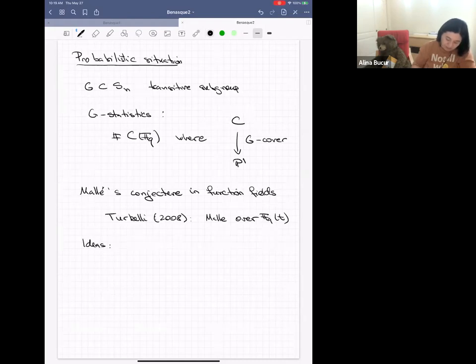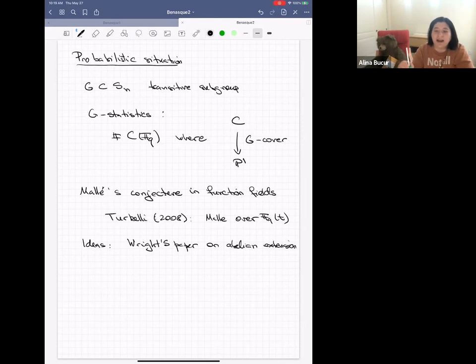One is to look at Wright's paper on abelian number fields or abelian extensions, where he essentially proves Malle's conjecture when G is abelian in 1989. And that we might have a hope of doing, because there are all these things that have been done.